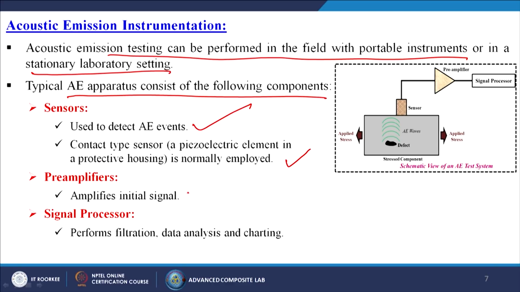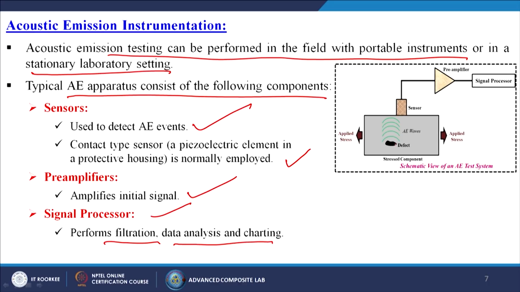Pre-amplifiers amplify the initial signals, because, as I already told, the signal frequency is very small and we cannot detect it. So, we use the amplifier to amplify that particular signal. Then the signal processor performs the filtration, data analysis and the charting.